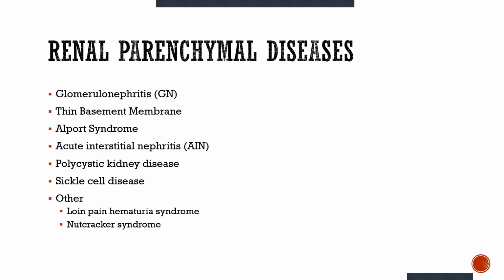Nutcracker is when you essentially get compression of your renal vein between the aorta and the superior mesenteric artery, and it increases pressure in that vein and leads to bleeding.